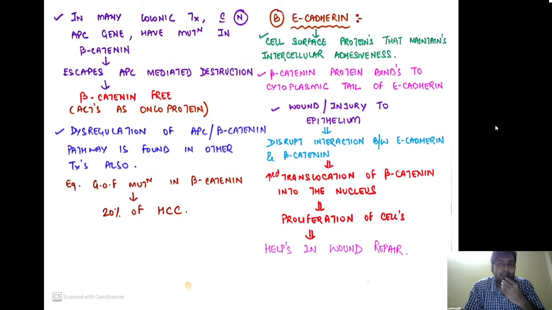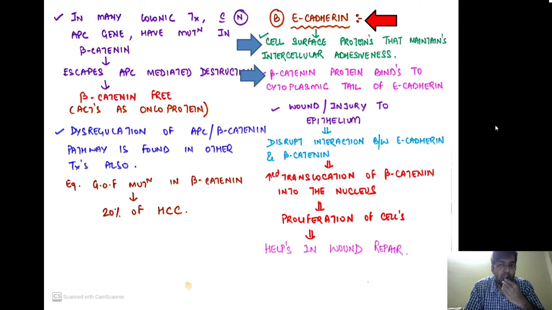So now we are going to go to another gene, that is the E-cadherin gene, another tumor suppressor gene. So basically what is E-cadherin? E-cadherin is a cell surface protein that maintains intercellular adhesiveness. It has a role in keeping the two cells together. Remember the beta-catenin protein that we read before, this is the same protein which also binds to E-cadherin.